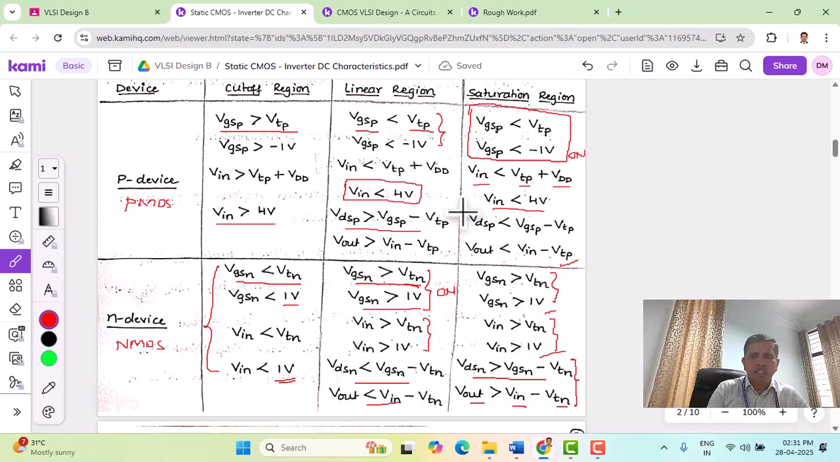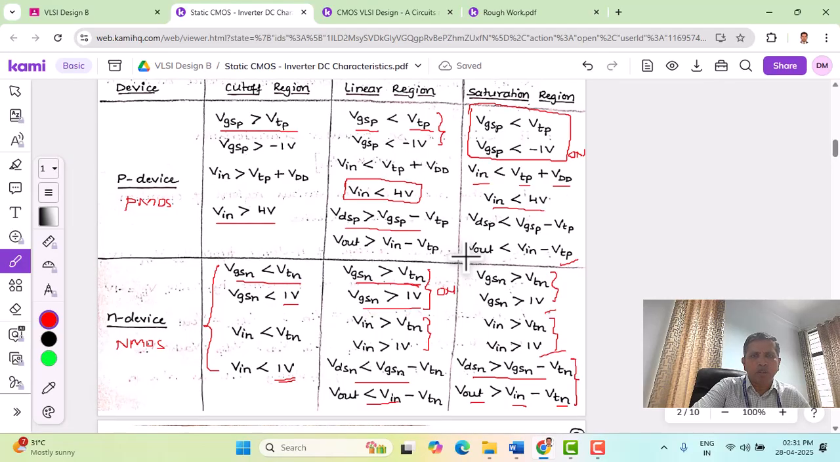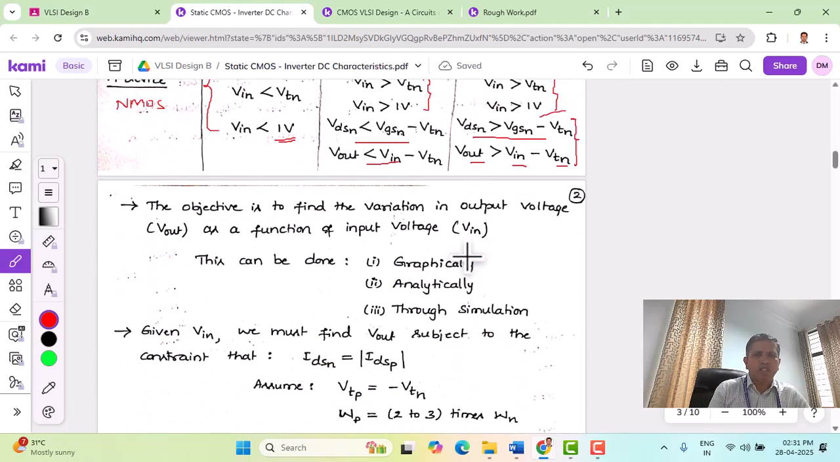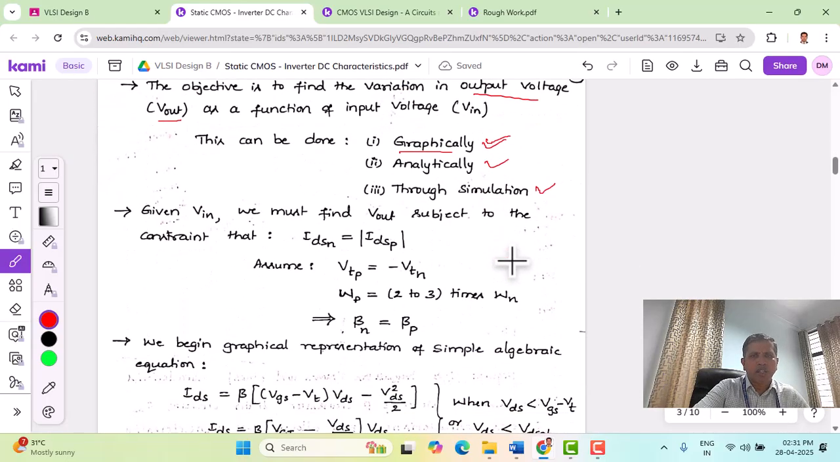Once we understand this, we can go ahead and plot the inverter characteristics. Let us see what the different methods are to plot these inverter characteristics. The objective in this topic is to find the variation in the output voltage, labeled as Vout, as a function of the input voltage Vin. This can be done by three methods, namely the graphical method, which we are working on, analytical methods, and through simulations. However, we are going to choose the graphical method as the procedure to plot the Vout versus Vin characteristics.